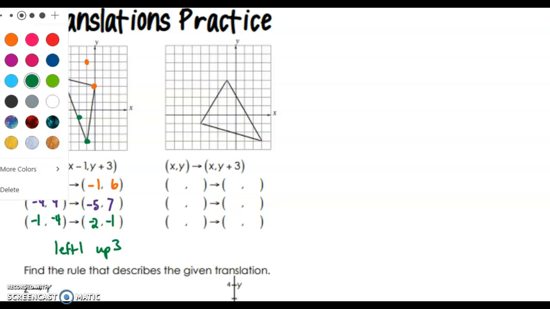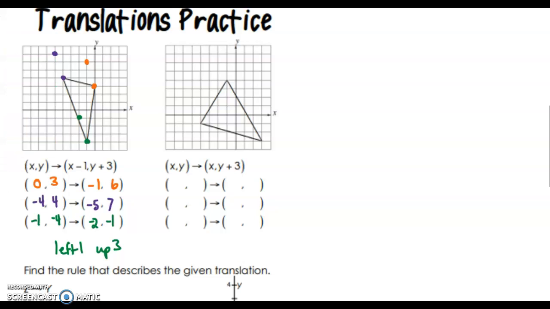And then we need to go ahead and connect our points to see our new shape. All right. And so this figure is the image of the pre-image. So the image was moved left 1 and up 3. Okay, so I'm going to go ahead and fill in these points right here for you.